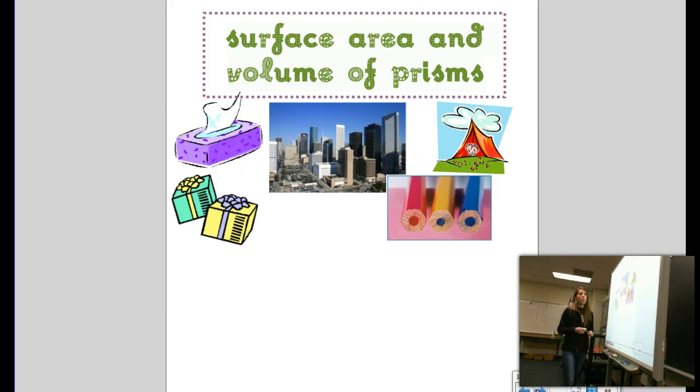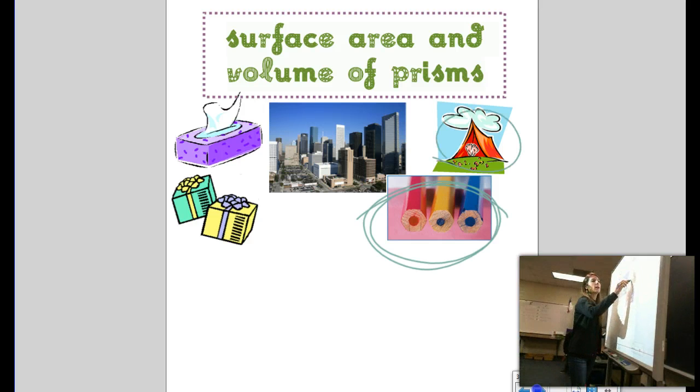What kind of prism is a pencil? Hexagonal prism, yes. What about this tent? What kind of prism is it? Triangular prism. What about a tissue box? Rectangular prism. And a lot of high-rises are often rectangular prisms. Sometimes. A lot of times.